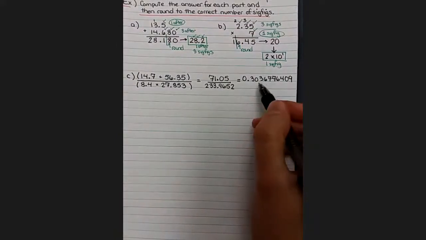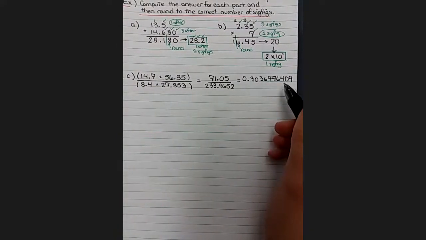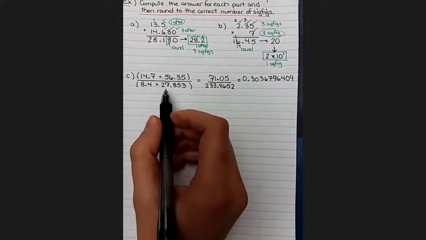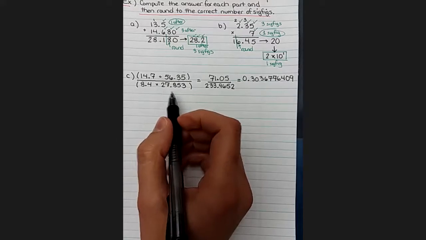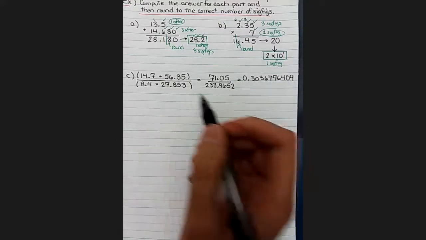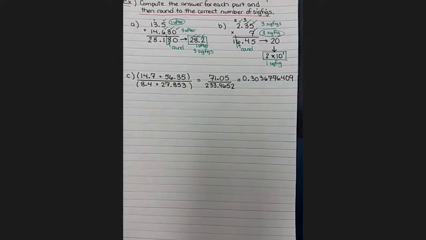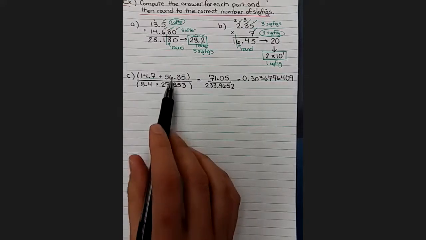Okay, so this is the accurate and correct answer, but it feels ridiculous to write down a 10-digit answer when I only had 3 or 4 or 5 significant figures in the numbers that I started with. So what we're going to do is go back and do the math again, but we're going to round after each step.